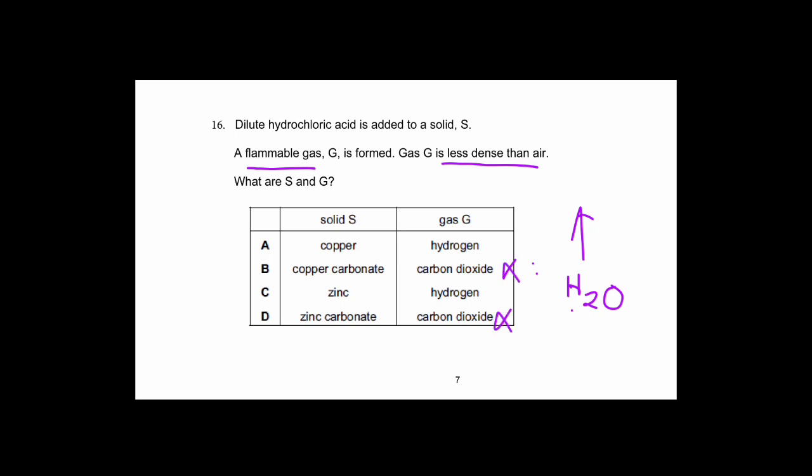Again, we are going to reason by saying, okay, what we have here is dilute hydrochloric acid. Between copper and zinc, which element is able to react with hydrochloric acid to form hydrogen gas? The answer is where we are having zinc and hydrogen. Copper is less reactive than hydrogen, therefore copper cannot displace hydrogen from its acid. Moving forward.